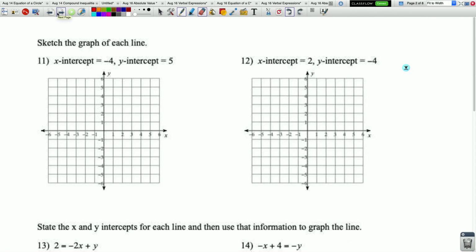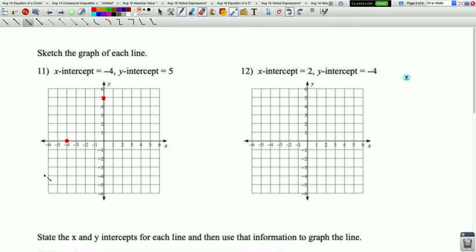Sketch the graph of each line with just the intercepts. We'll do problem number 11. The x-intercept is negative 4, so go to your x-axis, put a point at negative 4. The y-intercept is 5, so go to the y-axis, put a point at 5. We know this is going to be a straight line.